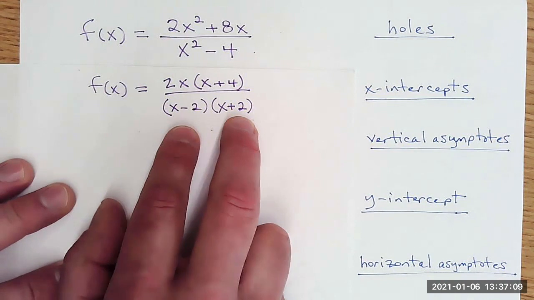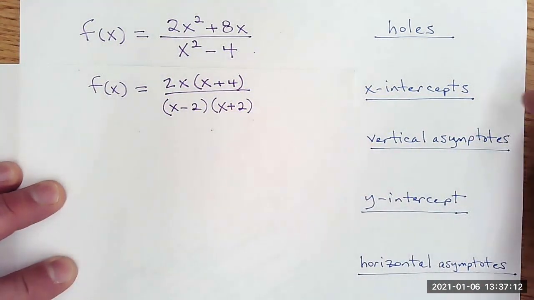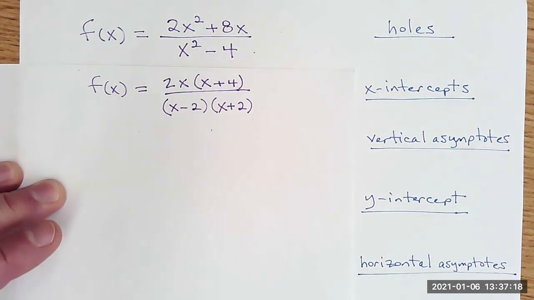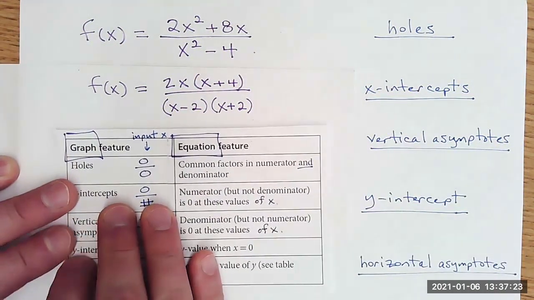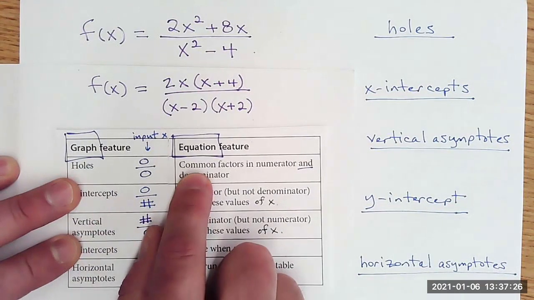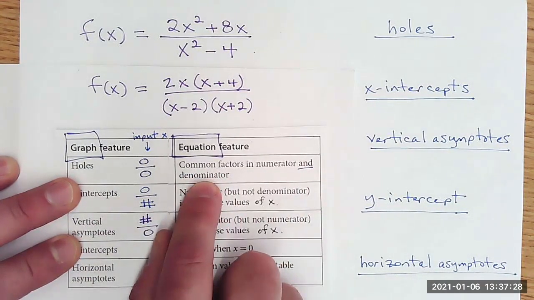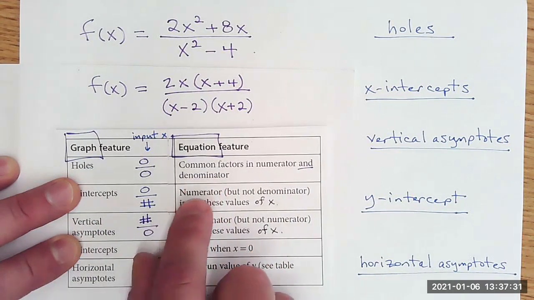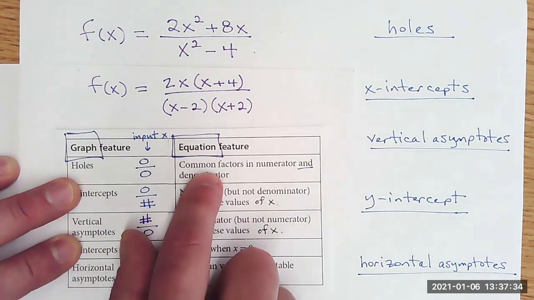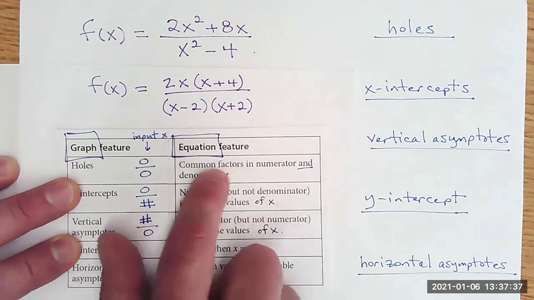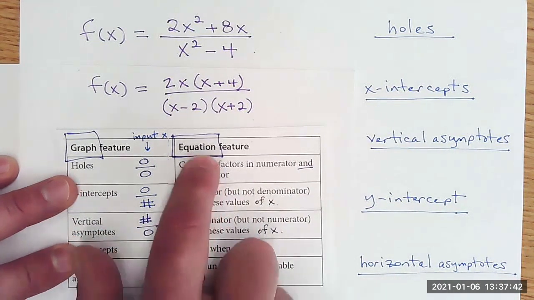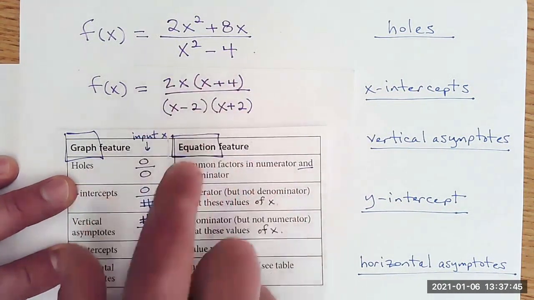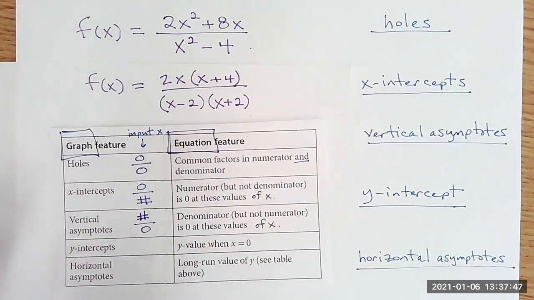Now we're going to start identifying the graph features, the holes, the x-intercepts, the vertical asymptotes, the y-intercept, and the horizontal asymptotes by using this table as a reference. So, are there any holes in the graph? Well, we're looking for common factors in both the numerator and the denominator, such that the values of x will cause both the numerator and the denominator to be 0. And that's another way of looking at it. Well, I don't have any common factors in both numerator and denominator, so I don't have any holes.